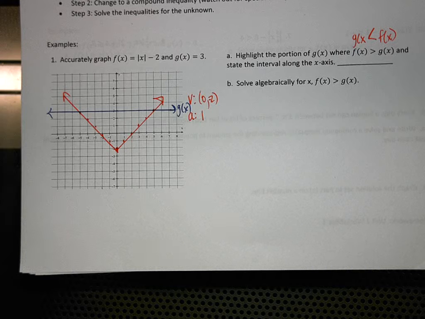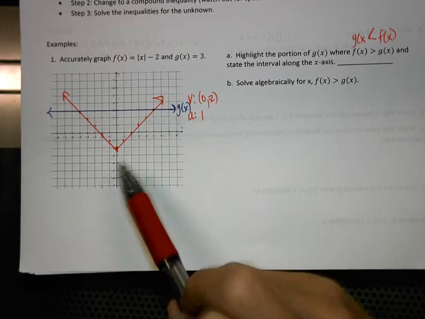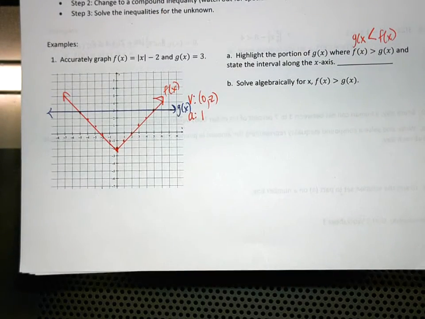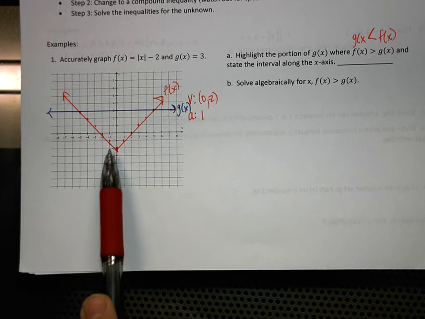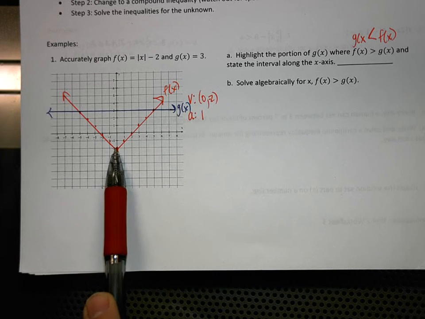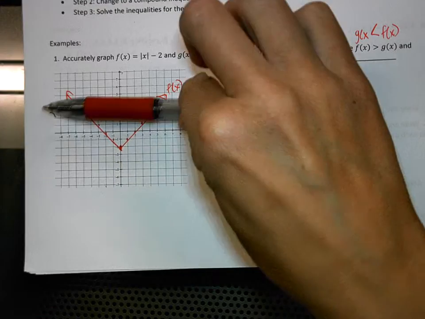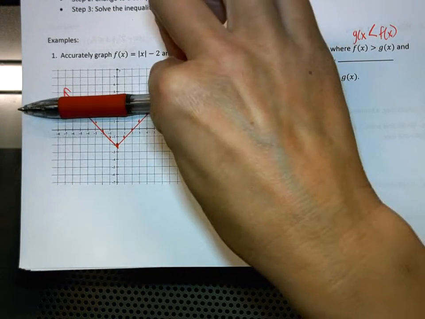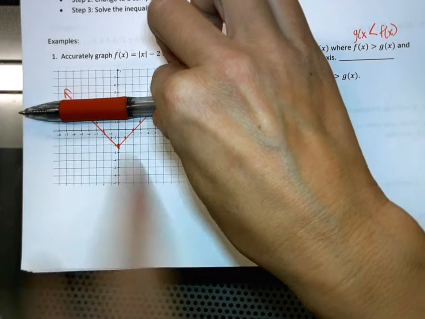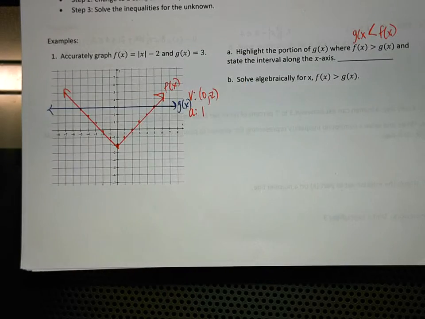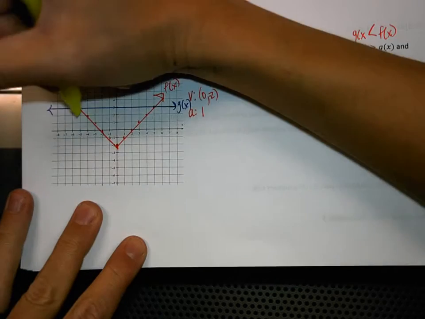Do you see right here, this graph is my f of x. So right here, do you see how f of x is actually less than g of x? Because it's below the line. Here's g of x, here f of x is below. So where is f of x above? It's less than -5. Good. So if you look right here, this is where you would highlight.